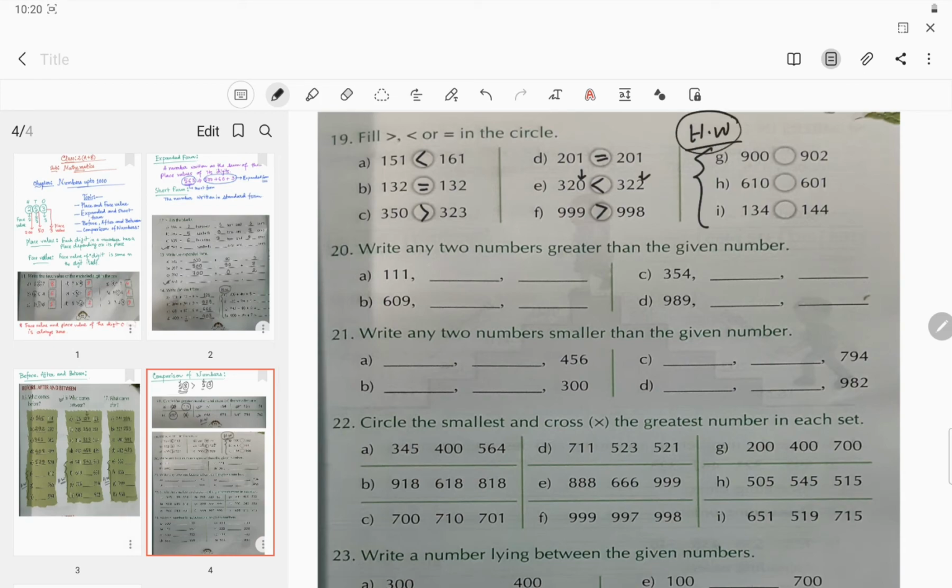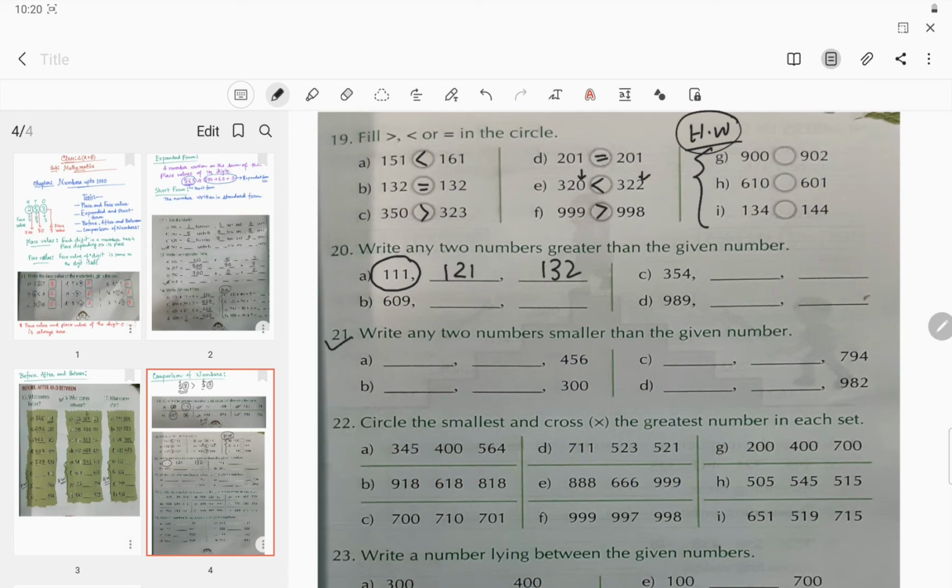Now write any two numbers in question number 20. Write any two numbers greater than the given number. So you can write any two numbers which are greater than 111. You can write 121, you can write 132, as you wish. It should be greater than the given number. Okay, now you have to fill up by yourself.